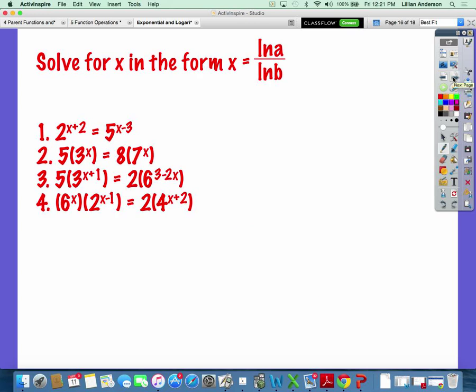So one of these. Which one you want to do? It's probably the last one we get to do.